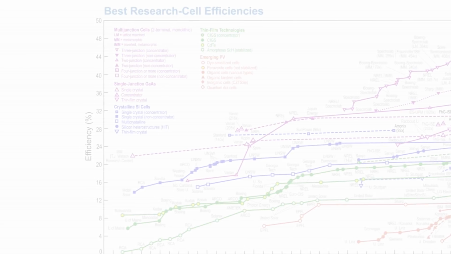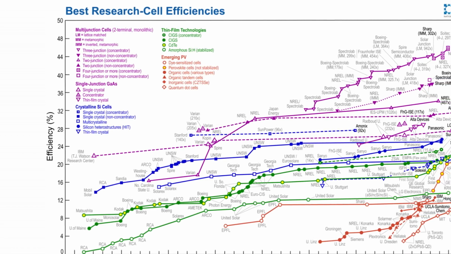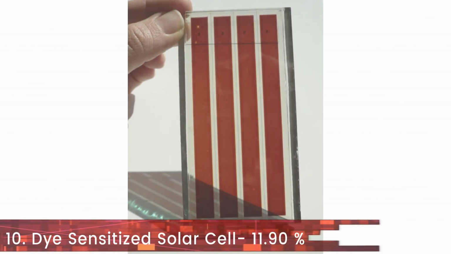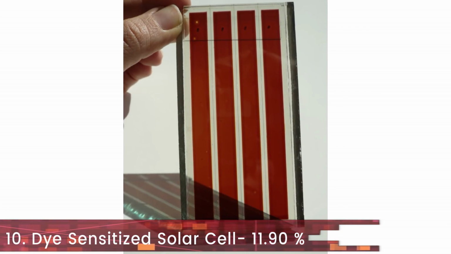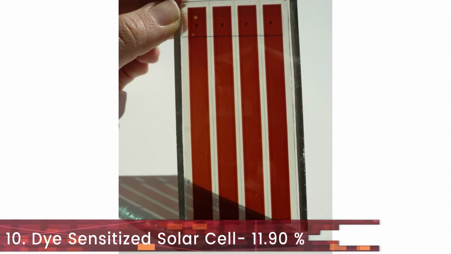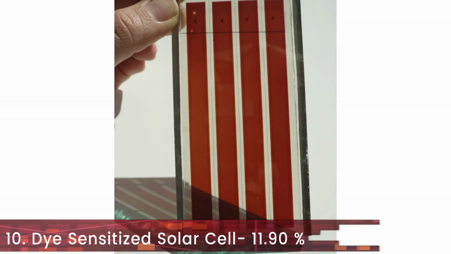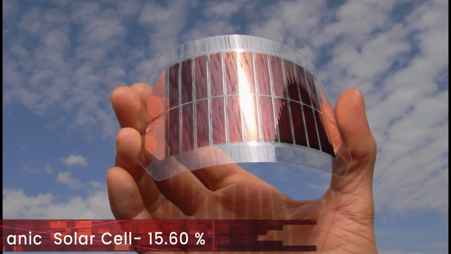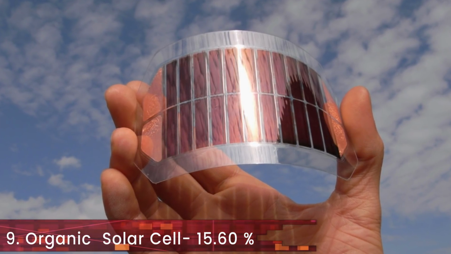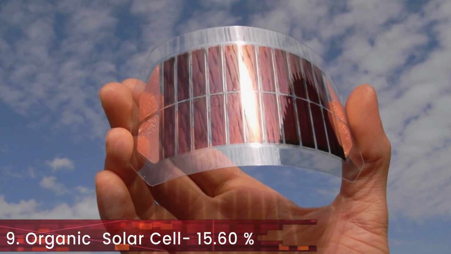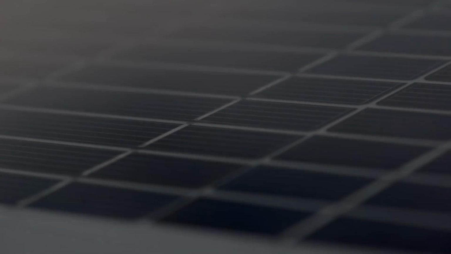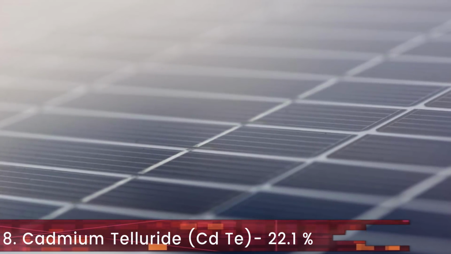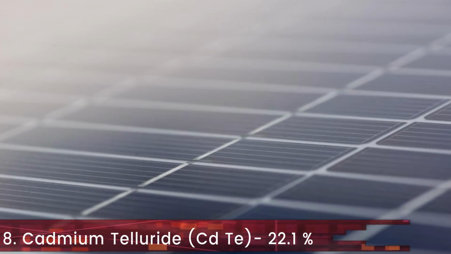So without further ado, let's start with the peak efficiency of solar cells as recorded in the lab. At number 10, we have the dye-sensitized solar cells that remain at 11.9%, seeing no improvement over the record that was achieved by Sharp Corporation. At number 9, we see a huge leap in organic solar cell performance that jumped from peak efficiency of 11.5% to 15.6%. At number 8, we have cadmium telluride thin film cells by First Solar that saw no improvement in their efficiency record of 22.1% over the year.